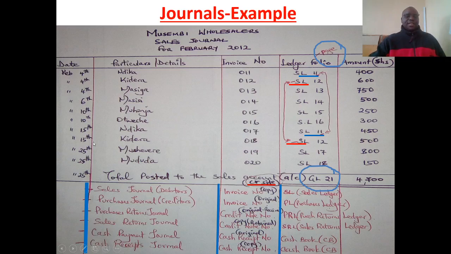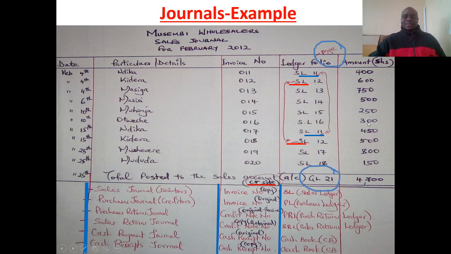On 15th, Ndika and Kidera did a repeat buying and drew an invoice number 17 and 18, but they had a ledger page, the sales ledger, page 11 and 12. That's why we have these two arrows to show that we are still recording these in the sales ledger.